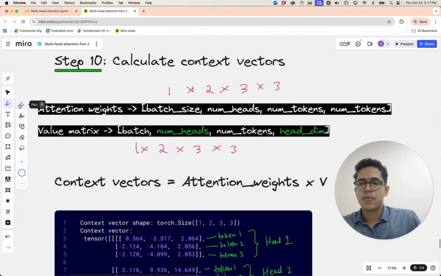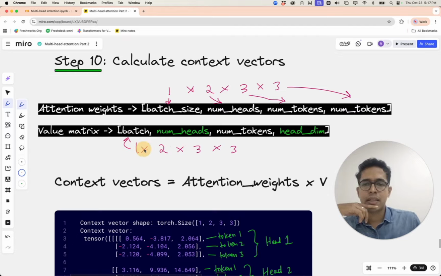So here there was one difference. Although the dimensionality looks similar, they are not the same. So in attention weights, you had batch size, which was 1. Number of attention heads is 2. Number of tokens is 3. Then this is also number of tokens. However, in the value matrix, this is batch size 1. This is correct. Number of attention heads is 2. Correct. Number of tokens is 3. That is correct. But head dimension is the last one. That's also 3. That's also correct.